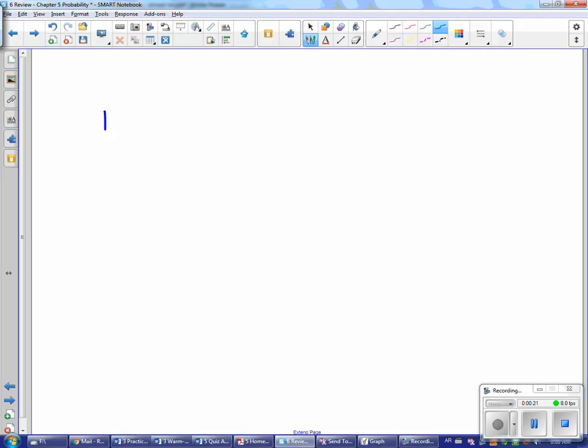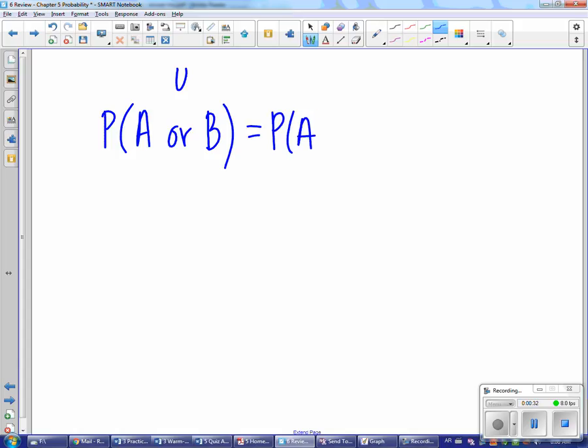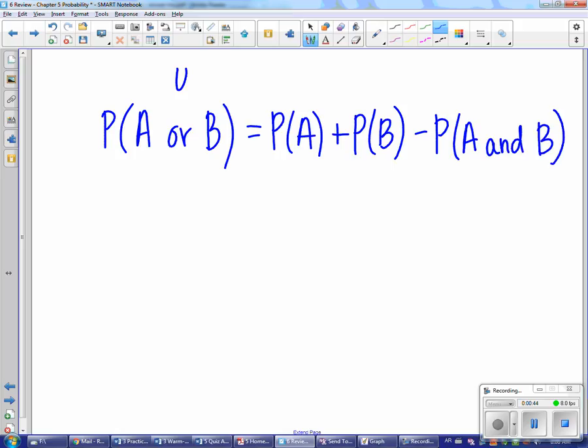The first rule would be our general addition rule, which basically says if I want to find the probability of A or B, and that's the union, then I'm going to find the probability of A. I'm going to add that to the probability of B. And if the two events are not disjoint, that means if they overlap, then I also have to subtract away the overlap, which would be A and B. And that would be what we call an intersection.